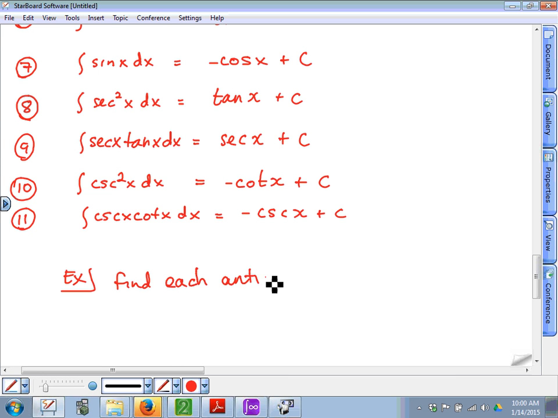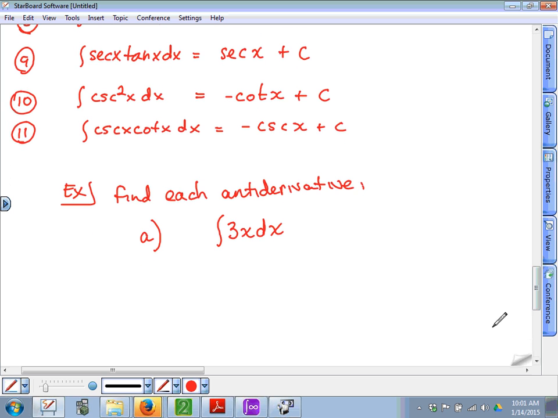Find each antiderivative. You ready? Let's start with this one. Let's go. I'm asking you to find the indefinite integral of 3x dx.